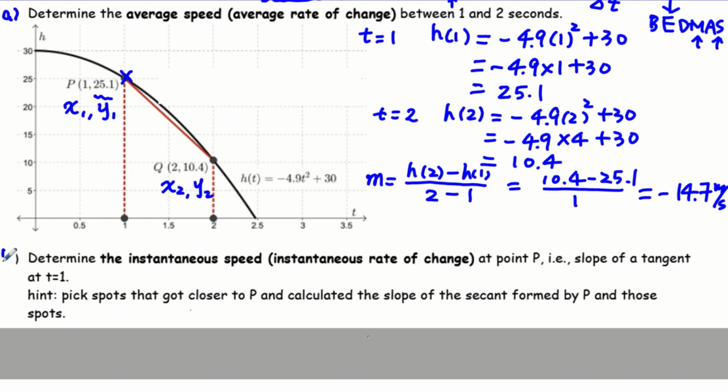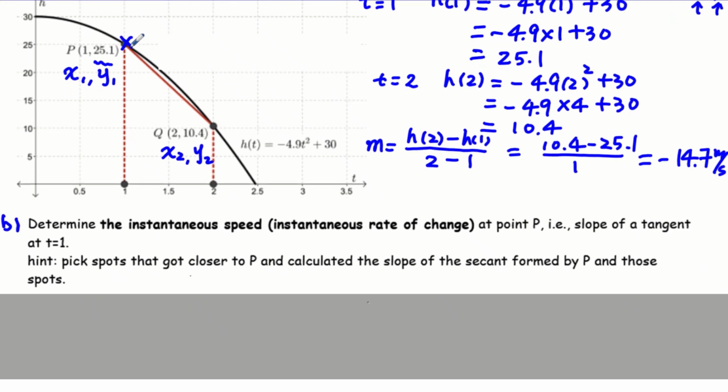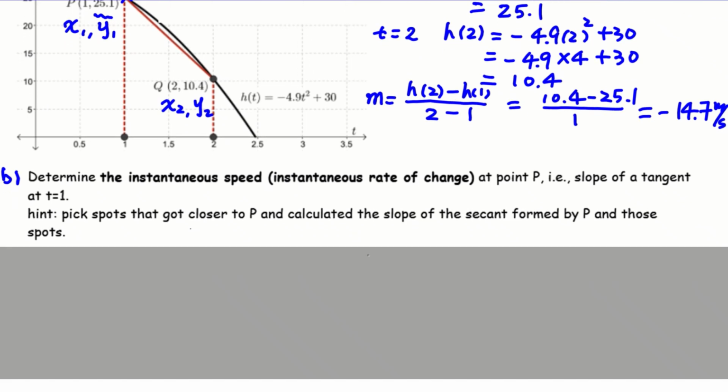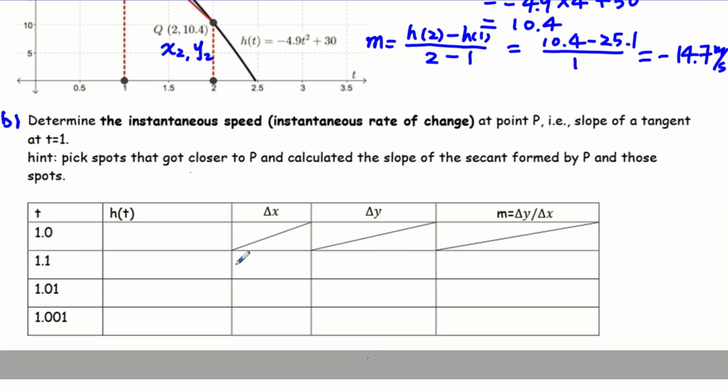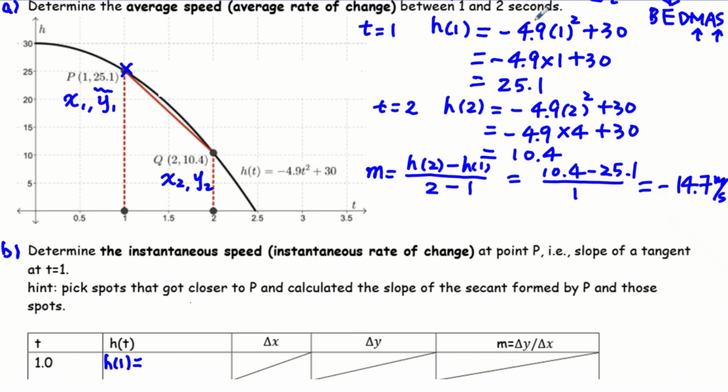So we are going to create a table of values. We are going to pick the t value instead of 2. We want to pick 1.1, 1.01, 1.001, so we get closer to t equals 1. So we create the table of values here. Then for t equals 1.0, we sub in h at 1. We have the answer from what we have done, which is 25.1.